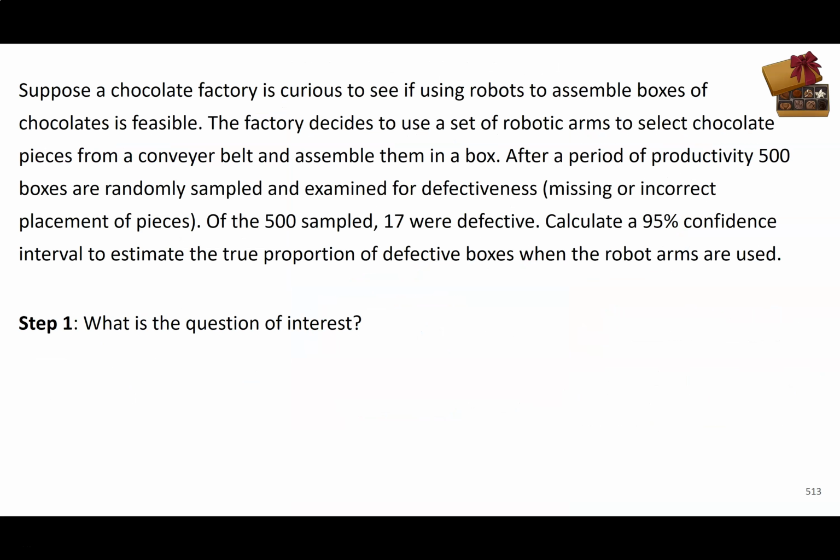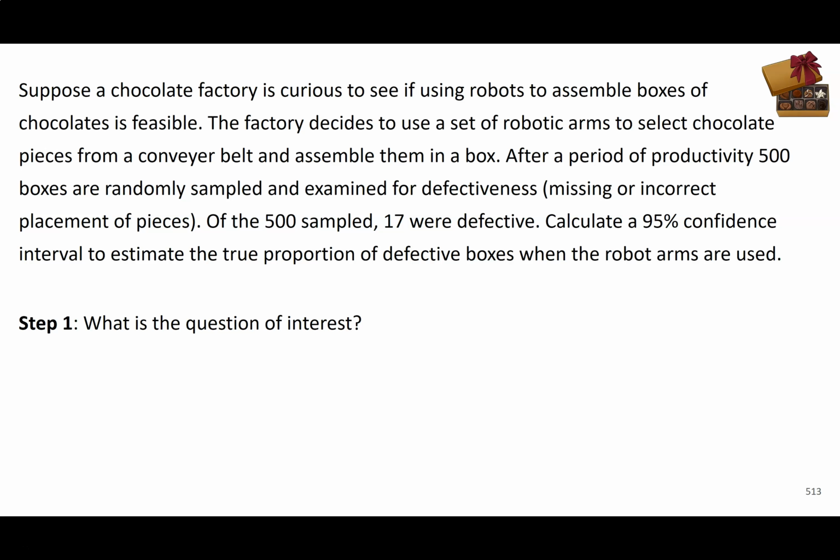So we have a couple more examples. This is a chocolate example, and I want to say we have one more calculating the sample size after that. So looking here, we have a factory that wants to know, would purchasing robots to assemble boxes of chocolate be feasible? So they're on an assembly line and they want to know if this robotic arm packing this box of chocolates is reasonable. They don't want to have defective boxes, and they want to be fairly efficient.